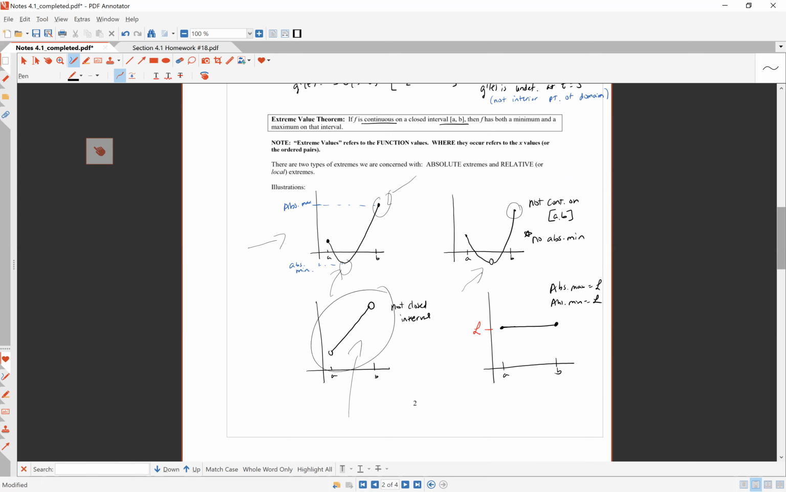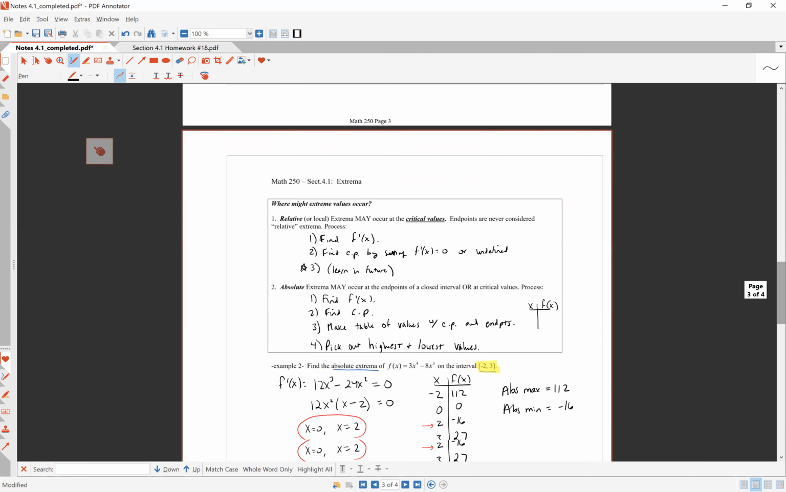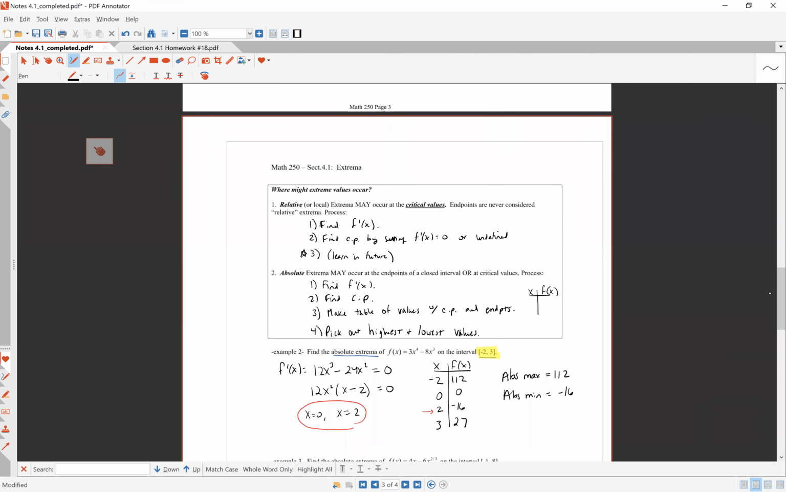So I think we have an idea of what the absolute minimum is, the highest point or the lowest point. Then we're also going to talk about relative minimum and relative maximum in the open interval. Once again, it's the same thing. When we talk about relative minimum, we're talking about the open interval, and they occur at the critical points.